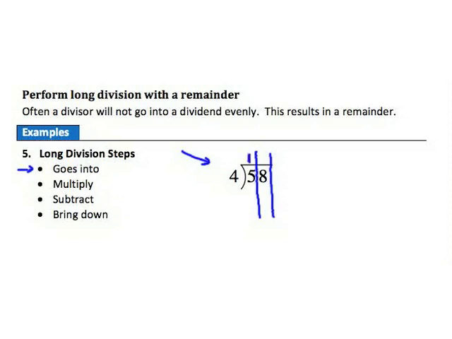The next step is to multiply. I'm going to multiply 1 times 4, which gives me an answer of 4. I'm writing that below the 5. The reason I'm doing that is because the next step now is to subtract. So I'm going to subtract that 4 from the 5, which gives me an answer of 1. And now I go to the last step, which is bring down, to bring down the next digit. And so I'm bringing down this digit of 8.